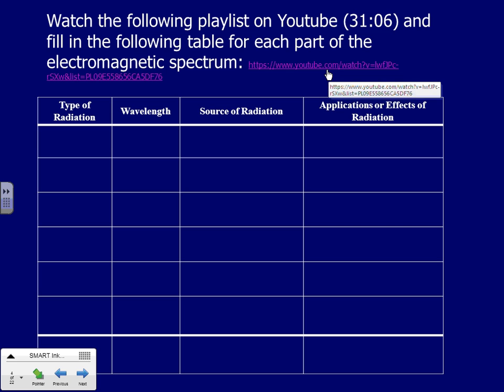I want you to listen for a source of the radiation. In other words, how is that particular type of radiation made? And then during the video, if you could come up with some applications, maybe where it's used, et cetera, then that would be great. And after each video, we'll talk a little bit about what we saw, and we'll make sure that we've got each box filled in. All right?